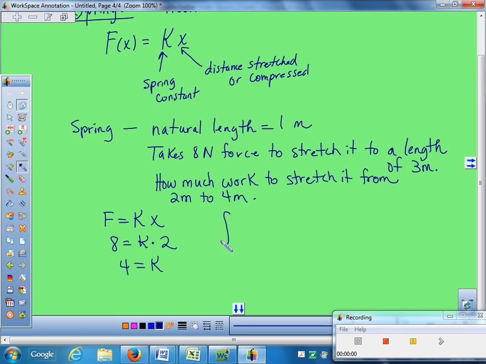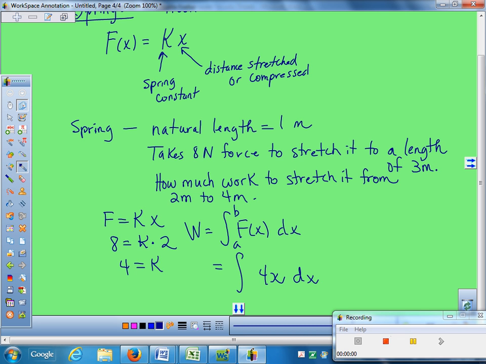To find work, our formula says do the force function times dx. In our case, our force function is Hooke's law. So I now know 4x is my function. That's the beauty of Hooke's law. You never have to hunt this function. It's just whatever number times x.